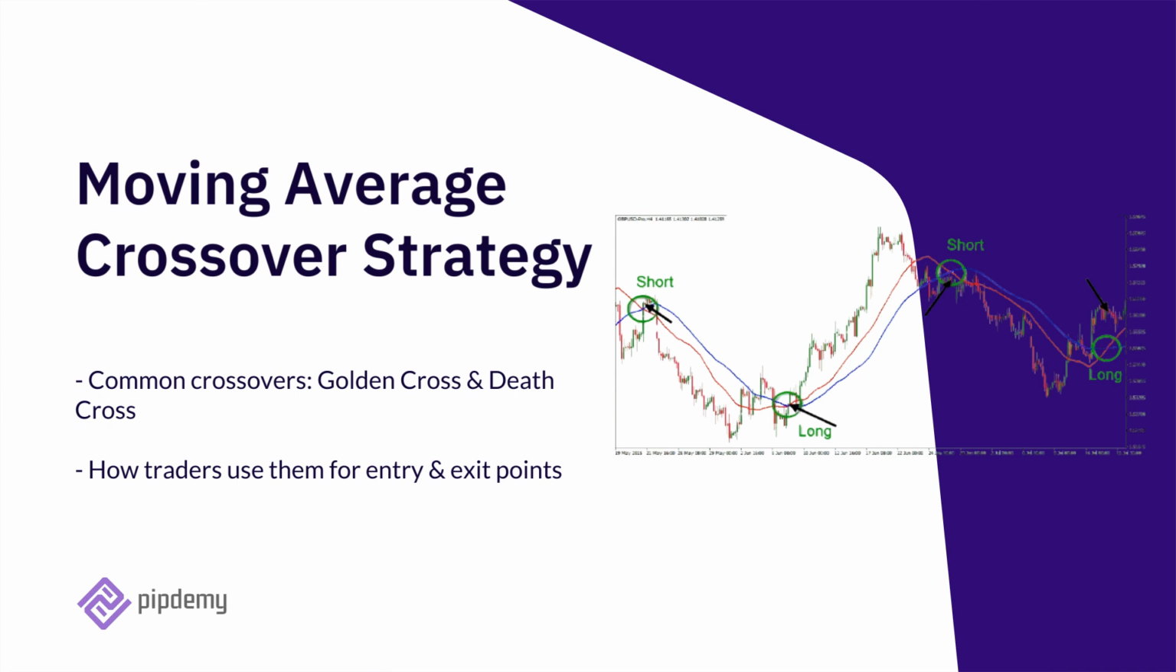Golden cross, bullish signal, when a short-term MA, e.g. 50, crosses above a long-term MA, e.g. 200, signaling a strong uptrend. Death cross, bearish signal, when a short-term MA crosses below a long-term MA, warning of a downtrend. These crossovers act as confirmation for buying and selling opportunities.